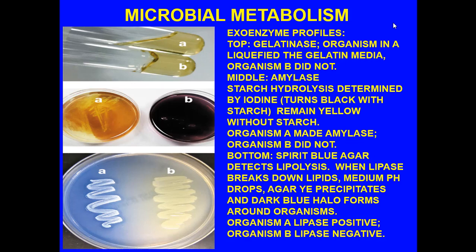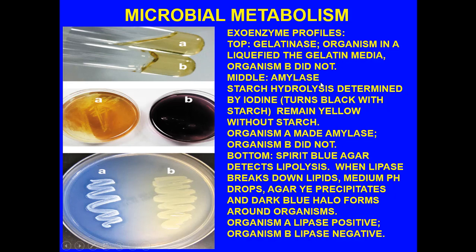When we talk about exoenzyme profiles, the top set of test tubes are the gelatinase test. This is where an organism has liquefied the gelatin media. Organism A has liquefied it. You can see how that slopes over. Organism B does not contain gelatinase. And therefore the gelatin stays in sort of a regular level state somewhat. That's where you're going to determine if the exoenzyme is gelatinase for this particular organism test.